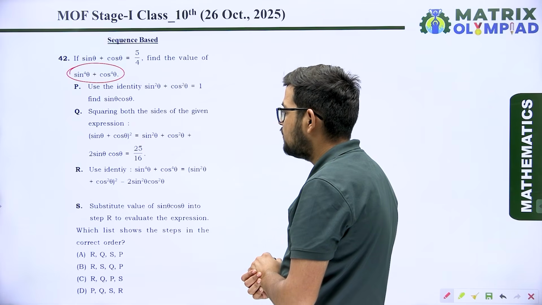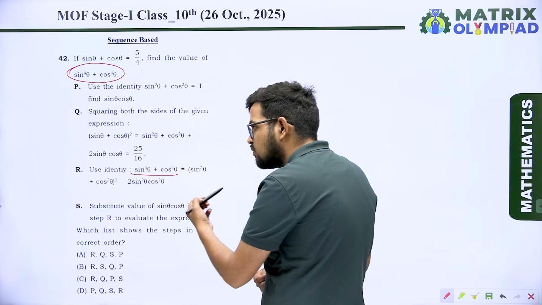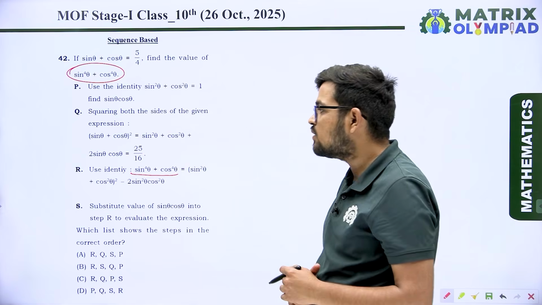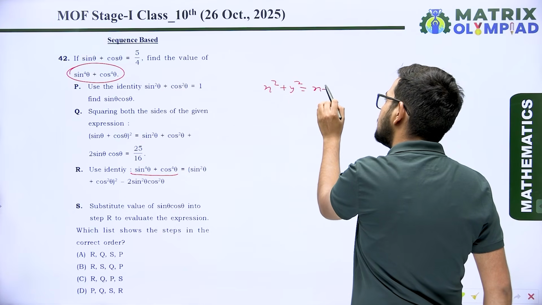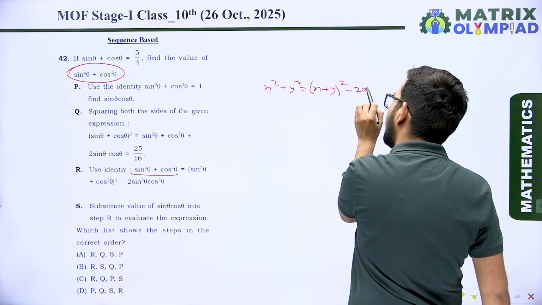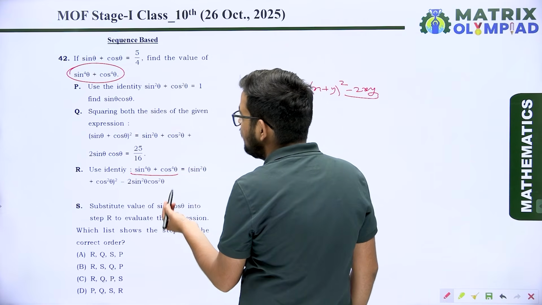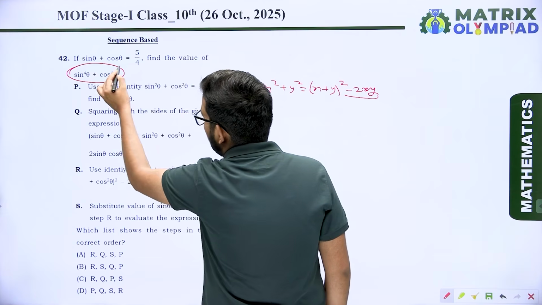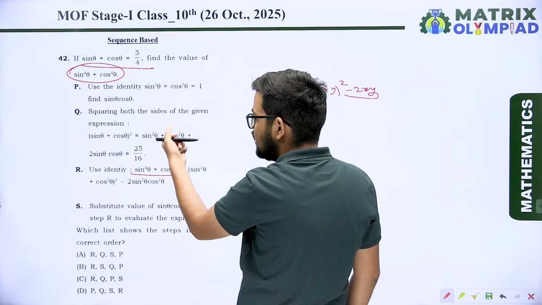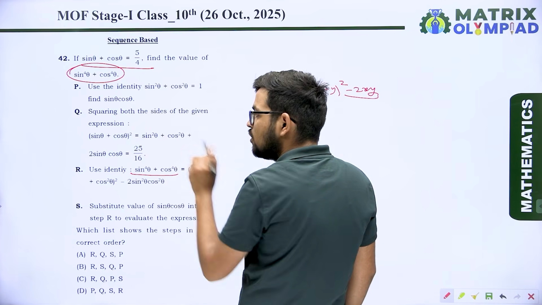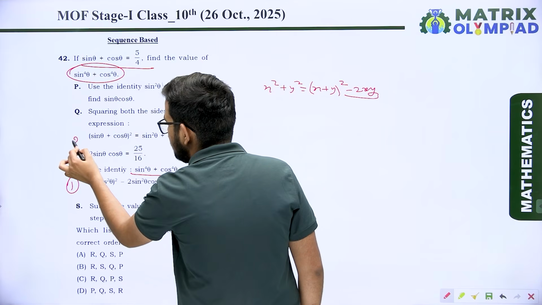So our correct order will be: we will use the identity sin raised to power 4 theta plus cos raised to power 4 theta equals sin square theta plus cos square theta whole square minus 2 sin square theta cos square theta. That is, x square plus y square equals x plus y whole square minus 2xy. Okay. After that, we will square this one on both sides, and you will have sin theta plus cos theta whole square equals sin square theta plus cos square theta plus 2 sin theta cos theta equals 25 upon 16. So the first step is R, the second step is Q.